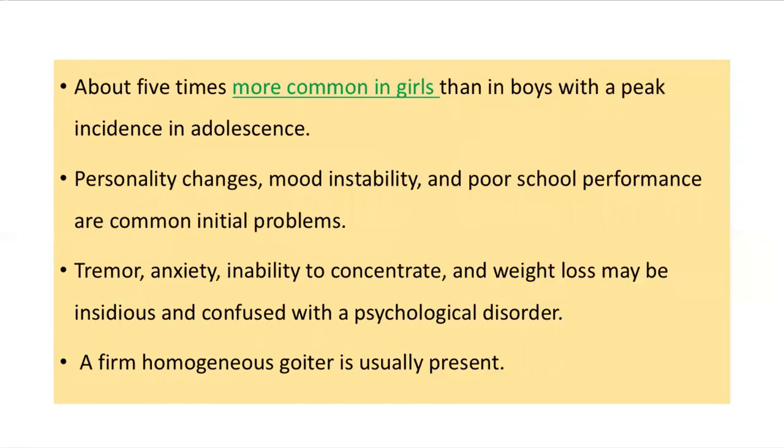Graves' disease is 5 times more common in girls than in boys, with a peak incidence in adolescence. There are personality changes, mood instability, and poor school performance. There is tremor, anxiety, inability to concentrate, and weight loss, which may be insidious. It comes on gradually, so people confuse it with a psychological disorder. And the goiter is firm with homogeneous consistency.